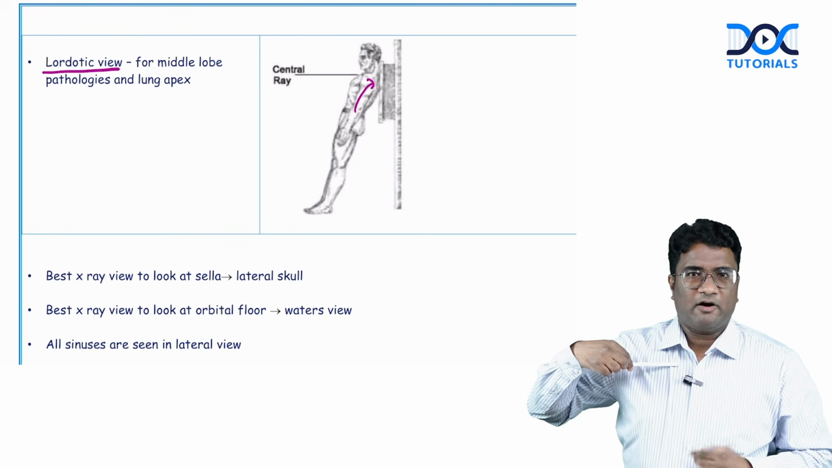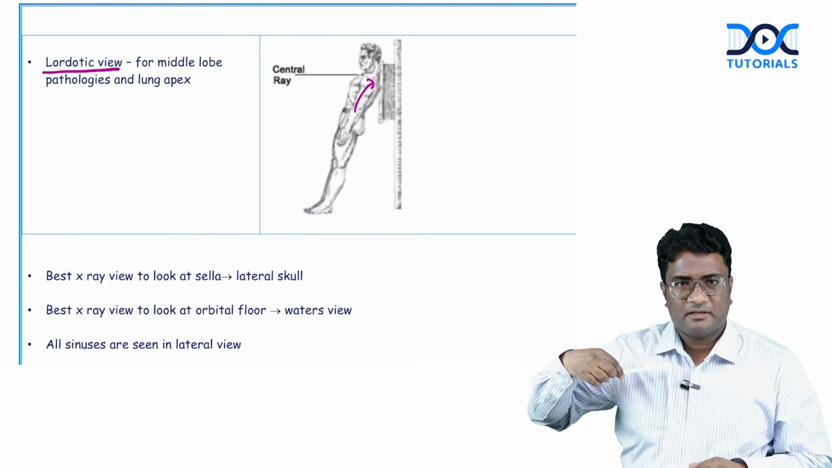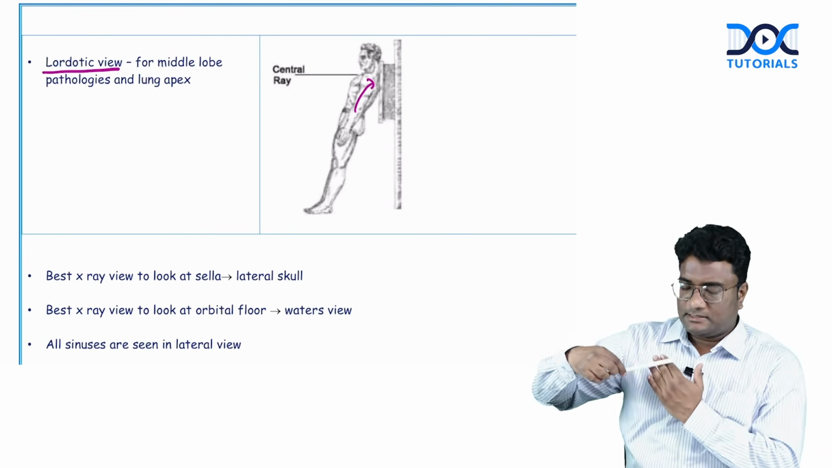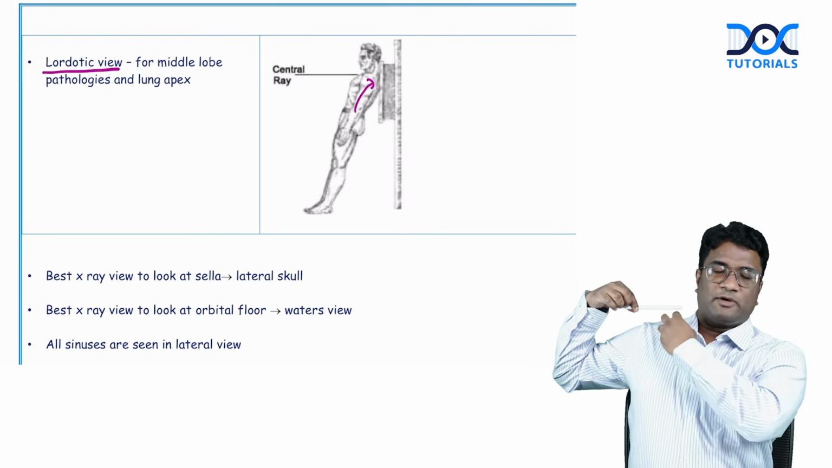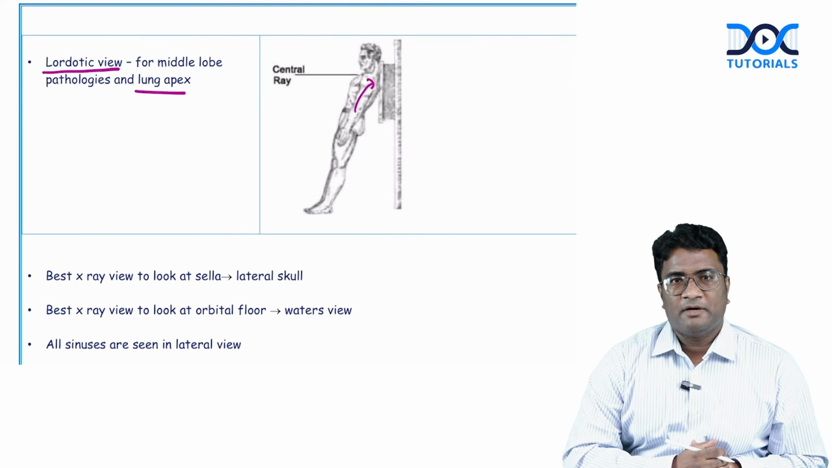So on a PA view or AP view, the lung apex may be hidden by the clavicle. But when you go into lordosis, when the patient is arching backward, this clavicle will move away from the lung apex and you can see the lung apex better. So lordotic view is used for lung apex.